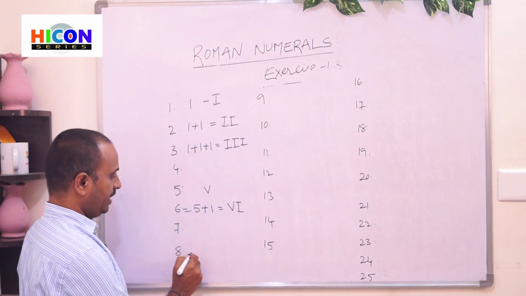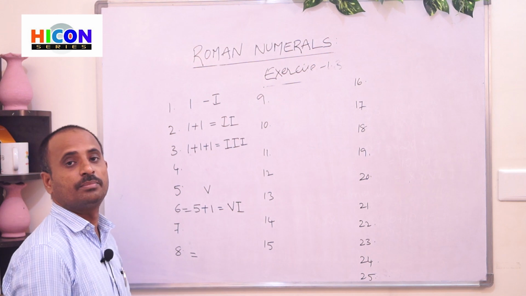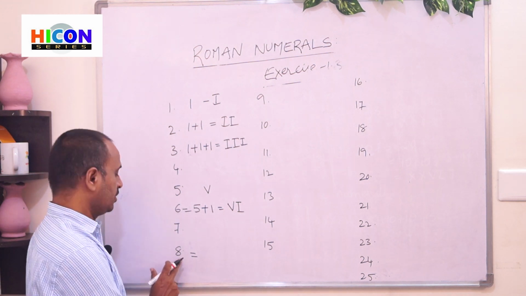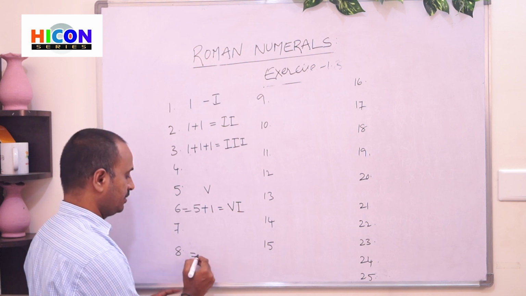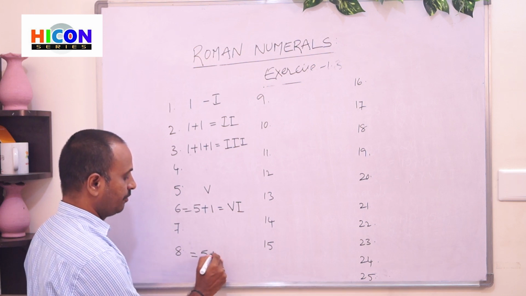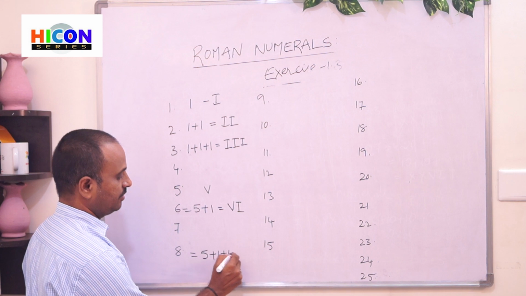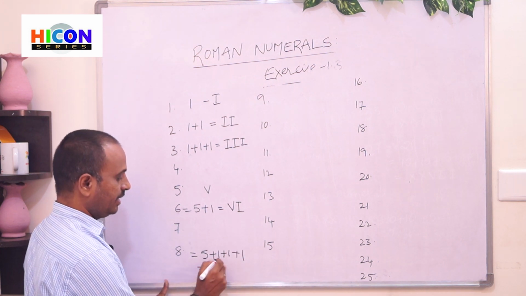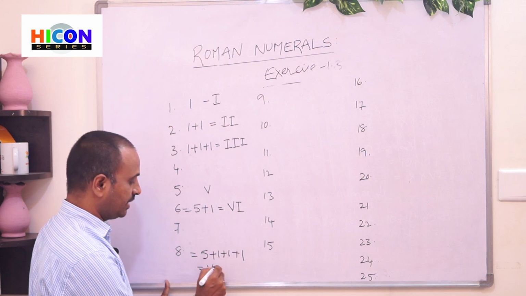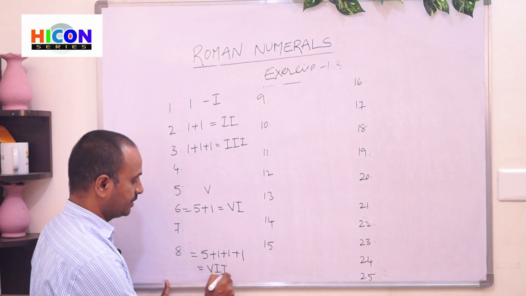In the same way, 8, there is no symbol for 8 in the Roman numeral. So that's why we convert 8 into ones and fives. So 8 can be written as 5 plus 1 plus 1 plus 1. So 5 means V and 1 means I. Repeat I 3 times.